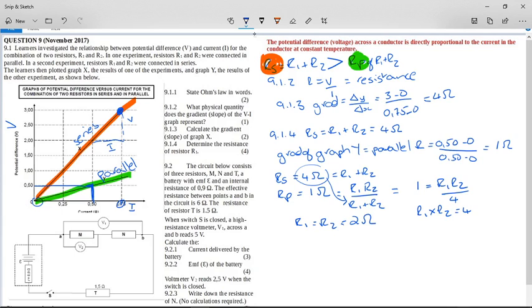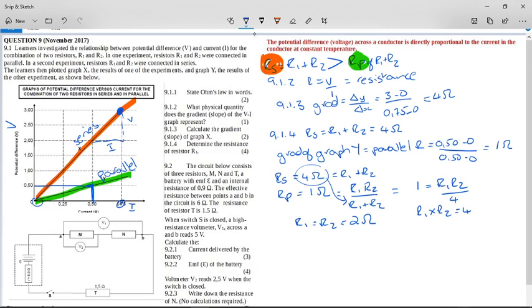Okay, if you're confused, pause the video and think of all the factors of 4, because they have to be factors of 4 if R1 times R2 equals 4. And the most logical factors of 4 that it can be to give you the values 1 and 4 is 2 ohms.